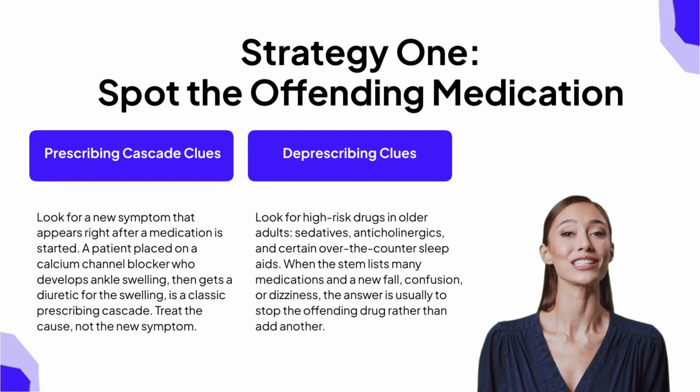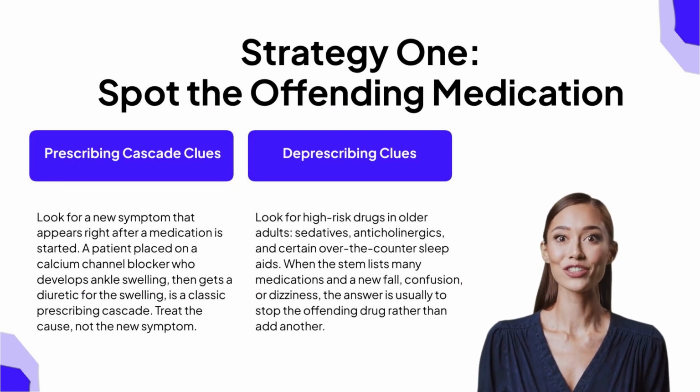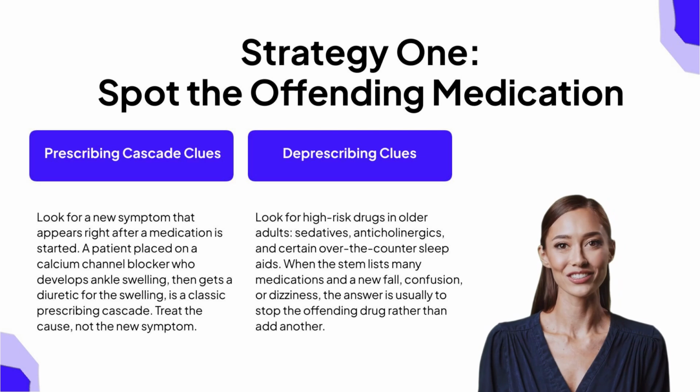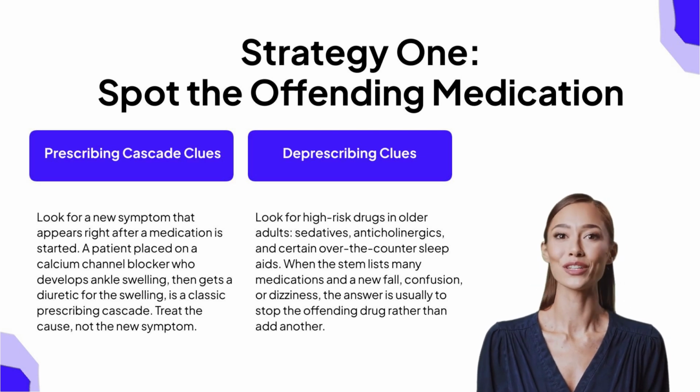Our first strategy is learning to spot the offending medication, because polypharmacy questions are everywhere in geriatric care. When you see an older patient on a long list of medications who develops a new symptom, train yourself to ask two questions. First, did a new symptom appear right after a drug was started, and did someone then treat that symptom with yet another drug? That is a prescribing cascade. The classic example is a calcium channel blocker causing ankle swelling, which then gets treated with a diuretic. The right move is to treat the cause, not the new symptom.